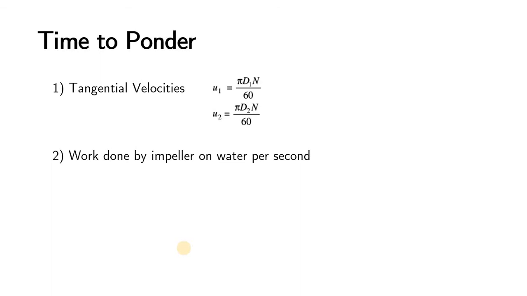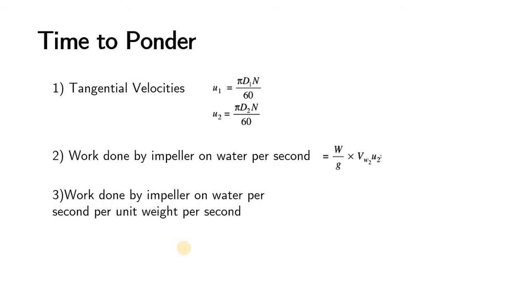Work done by impeller on water per second is calculated as W by g into VW2 U2. Make sure you do not have a VW1 term here because VW1 is already 0. Further, work done by impeller on water per second per unit weight is an extra part here, and that can be calculated as 1 by g into VW2 U2.